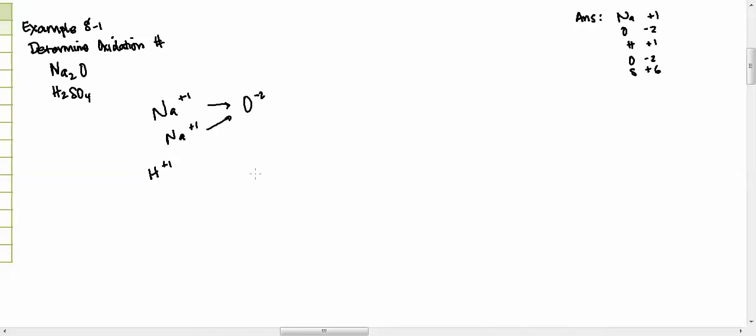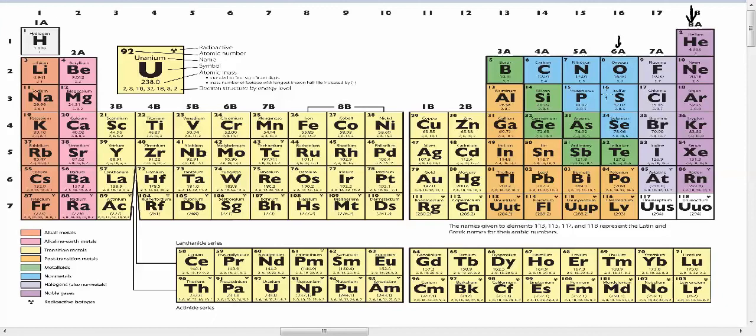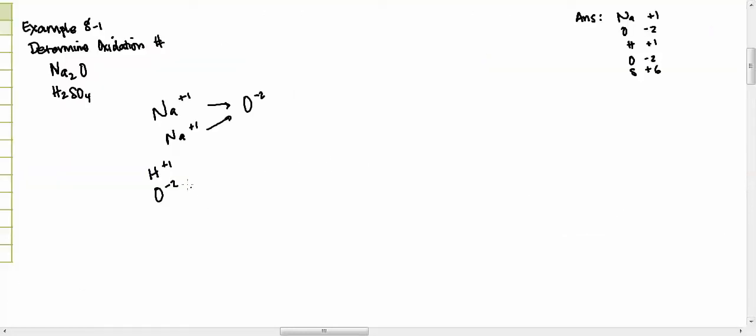The thing about this one, though, is that the oxygen we've done before, and that's -2. We know that oxidation number. The thing about this one is sulfur can have multiple different oxidation numbers, and we don't necessarily know which one we're talking about. So, let's take a look at the periodic table and see why that is. Sulfur is over here. And so what we can do is figure out what it is.